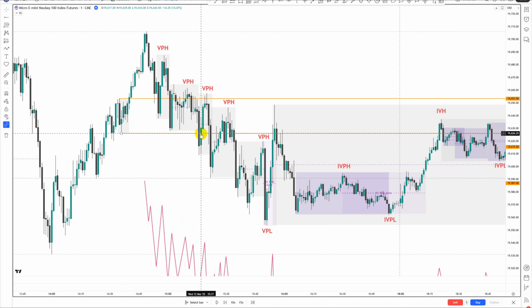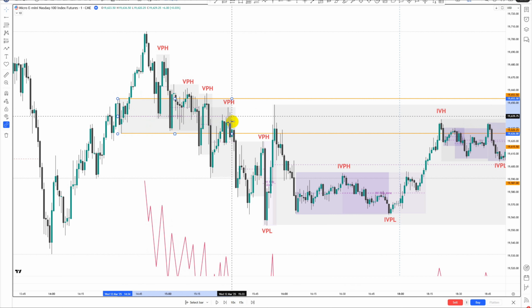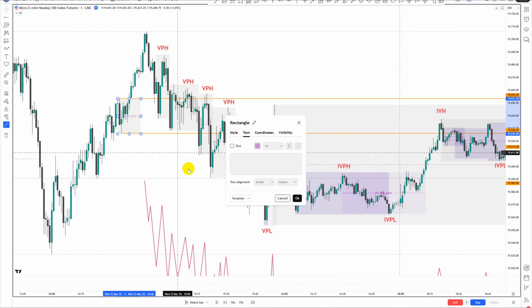Here it is broken and it gives us a flip of the market. Here it has the flip point. So we can change the color to flip color.